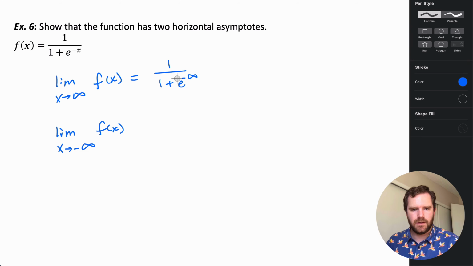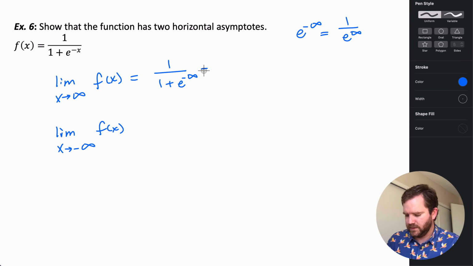Okay. So if I plug in infinity here, I'm going to get 1 over 1 plus e to the negative infinity. But a negative exponent we can think of, right, e to the negative infinity is the same as 1 over e to the positive infinity. And this number is just going off to infinity, so this whole thing is 0. So this is 1 over 1 plus 0, which is just going to be 1.